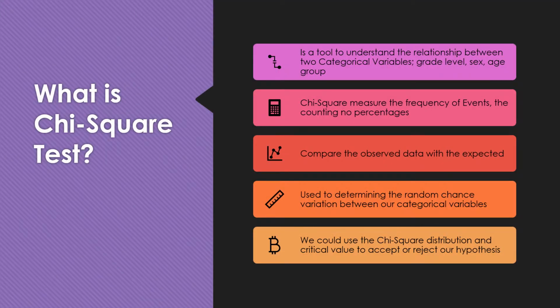What is a chi-square test? It's a tool to understand the relationship between two categorical variables, such as grade level, sex, age group, etc. Chi-square measures the frequency of events, the counting, not percentages. Compare the observed data with the expected results. Used to determine the random chance variation between our categorical variables. We can use the chi-square distribution and critical value to accept or reject our hypothesis.